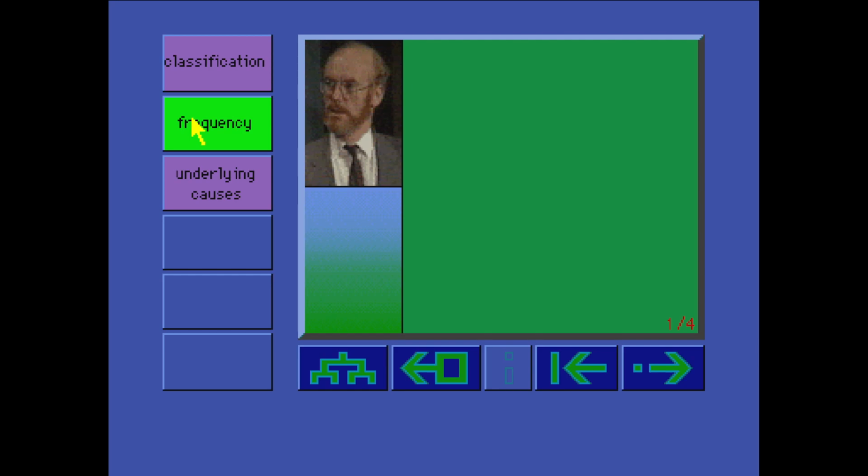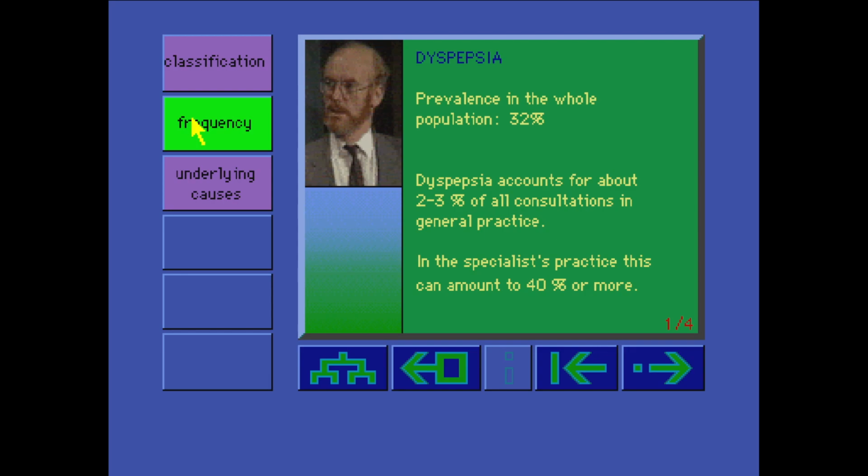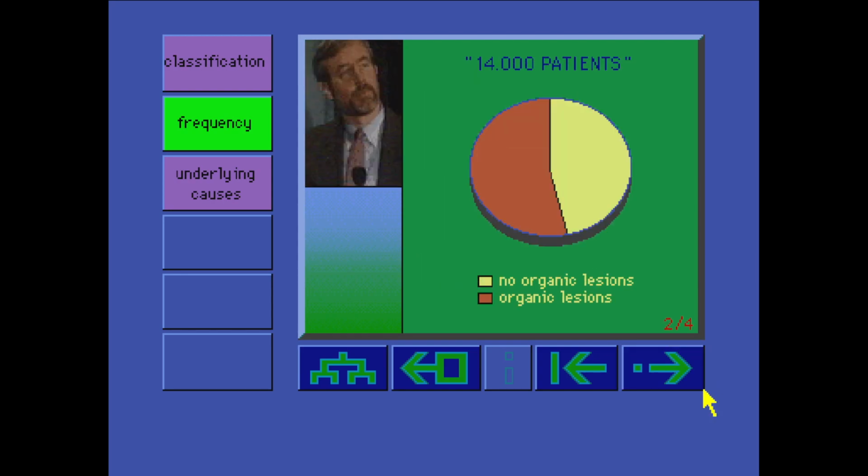In a recent review on dyspepsia, Dr. Neil Jones from the United Kingdom reviewed the available epidemiological studies, which show that the prevalence of dyspepsia in the whole population is on average 32%. In the same publication, Dr. Richter focused on those dyspeptic patients whose symptoms were judged severe enough to perform an endoscopy. After reviewing 14 studies, including 14,000 patients, it appeared that in 46% of the cases, no organic lesion was found.